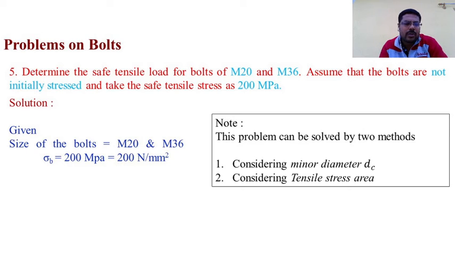Okay, so given values: the size of the bolts is M20 and M36, both values are given. Sigma B is equal to the safe stress value, equal to tensile stress 200 megapascal. Note, this problem can be solved by two methods: considering the minor diameter, the DC value, and considering the tensile stress area. So we can use any one method or both.